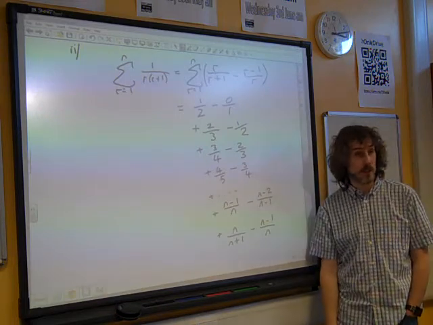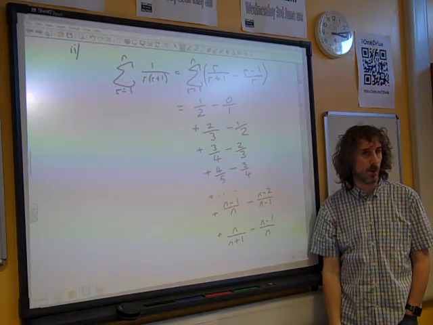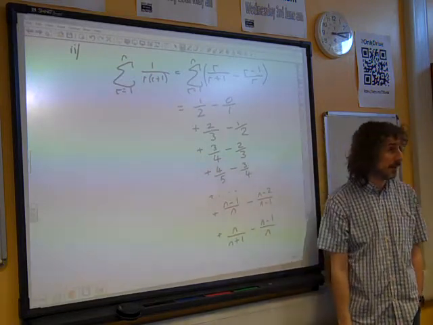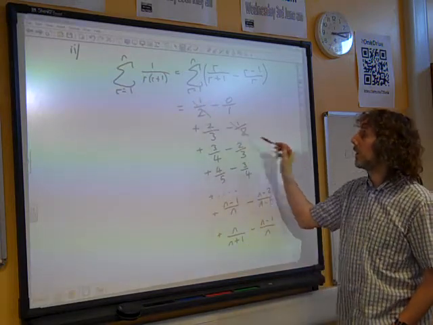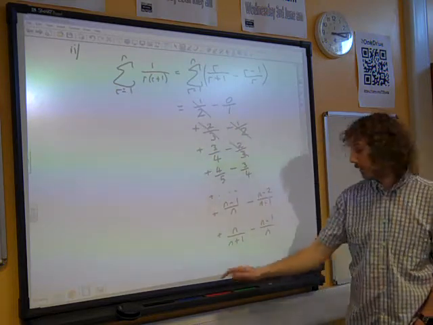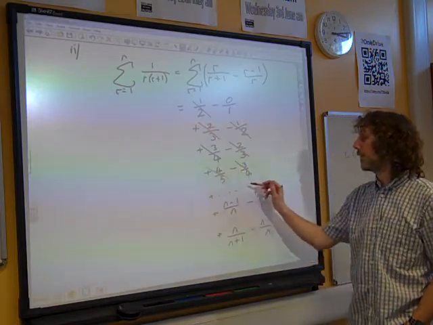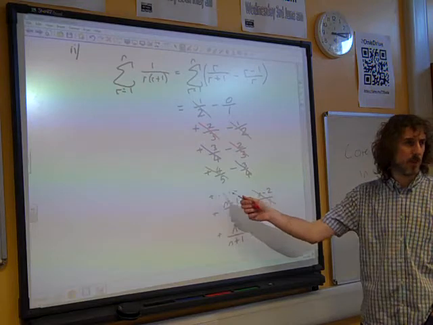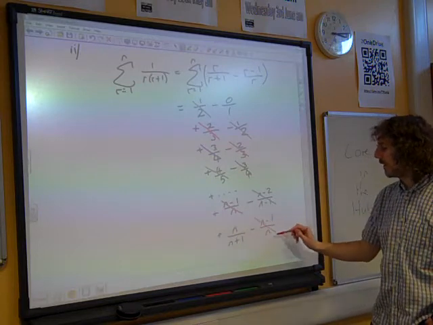I've maybe even done more than I really needed to write down, but that's kind of the minimum of what we want. Looking through this then, being careful to make sure that the person marking it can still read it really clearly, we've got that half goes out with that minus a half there. We've got that 2/3 minus 2/3, plus 3/4 minus 3/4, plus 4/5, there would be a minus 4/5 there, or there would have been a plus n minus 2 over n minus 1 there, so that can cancel out. Plus n minus 1 minus n minus 1 over n.